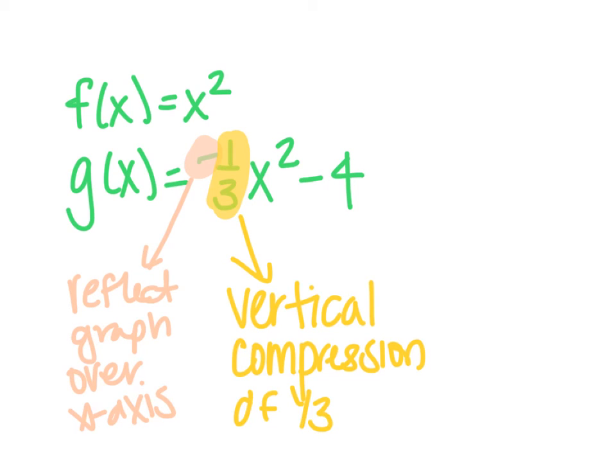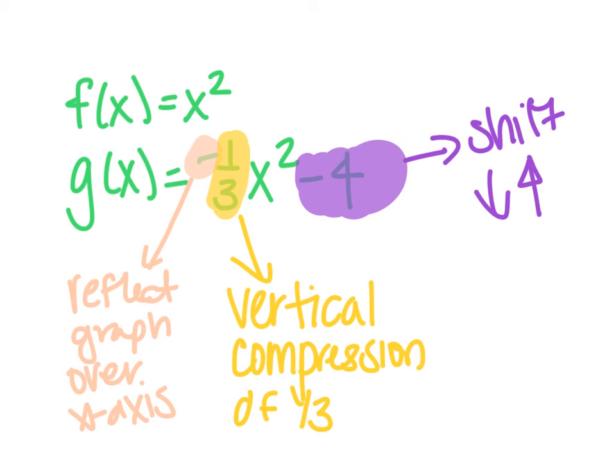And then lastly, we look at our minus 4 here. And this minus 4 tells me that my graph shifted down 4. So it tells me my graph shifted down 4.